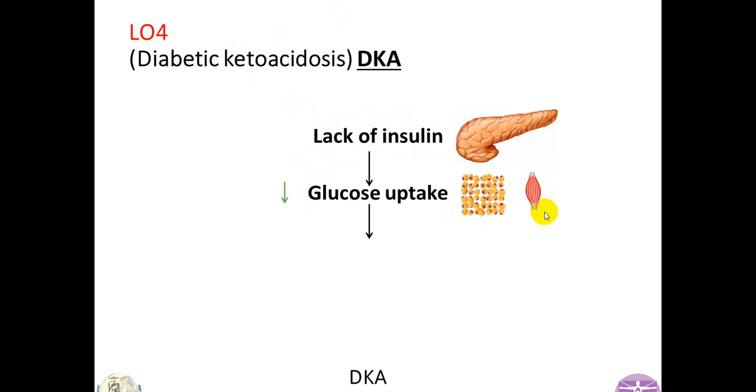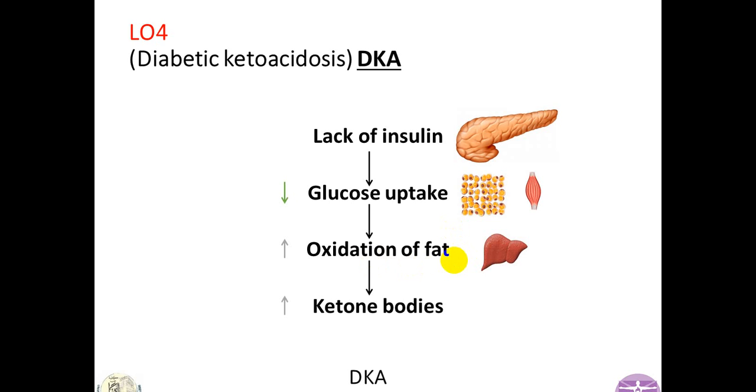As a result of that, the liver will start to do what is called beta oxidation of fat in order to produce energy. This increase in beta oxidation of fat will produce ketone bodies, and we have three of them: acetone, acetoacetic acid, and beta hydroxybutyric acid. Acetone is volatile, which means it can go out with the breath, and it will have a very characteristic smell, and most of you have smelled acetone.